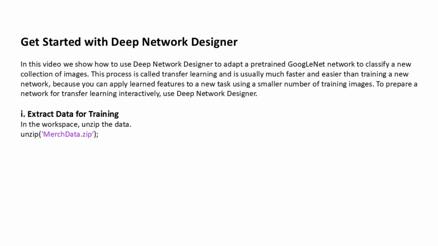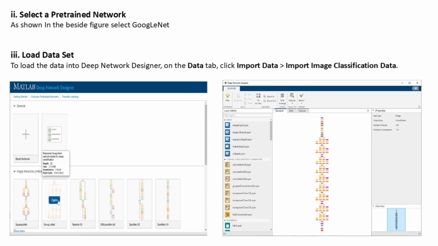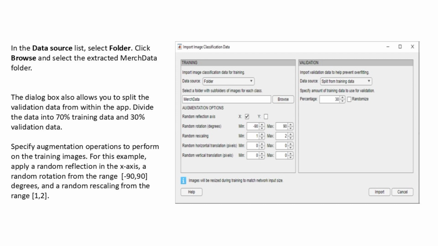1. Extract data for training. In the workspace, unzip the data. Unzip MerchData.zip. 2. Select a pre-trained network. As shown in the figure, select GoogLeNet. 3. Load dataset. To load the data into Deep Network Designer, on the Data tab, click Import Data, Import Image Classification Data. In the data source list, select Folder. Click Browse and select the extracted MerchData folder.